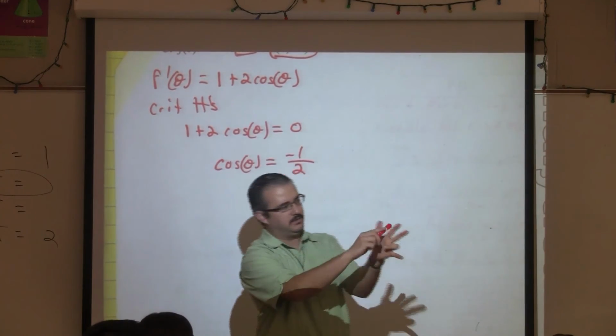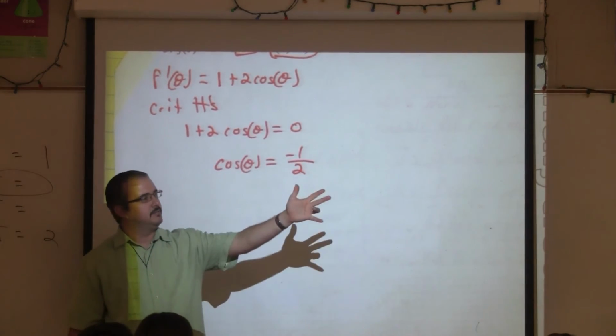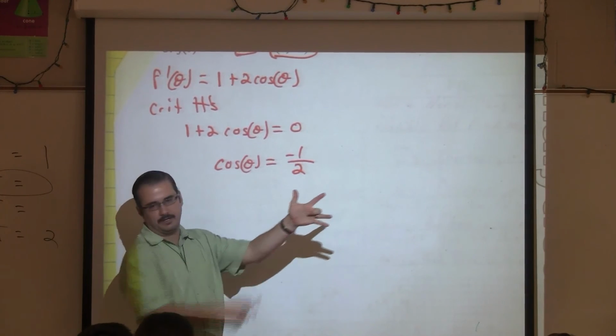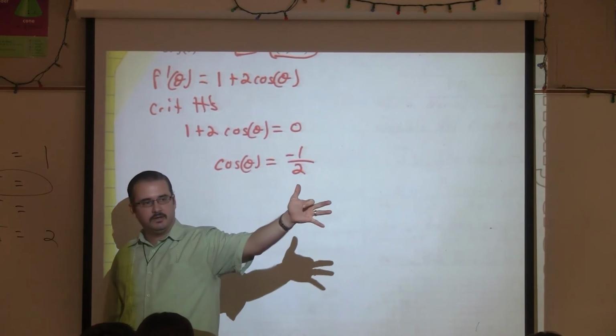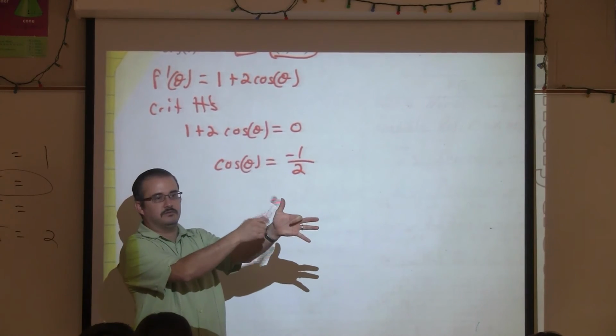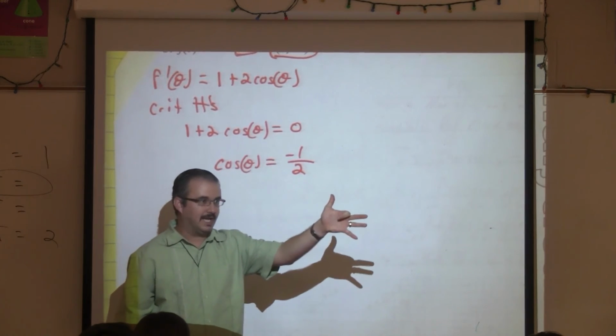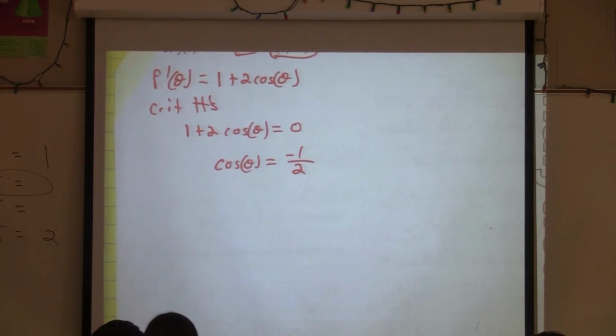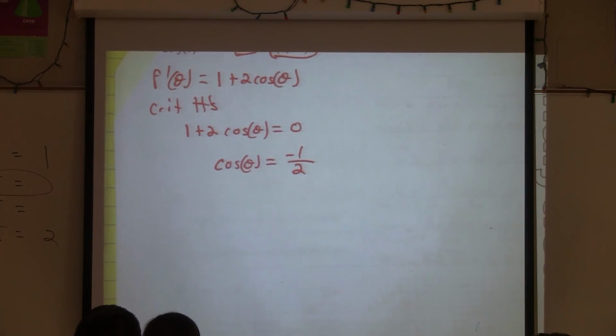Pi over 6? No, that's radical 3 over 2. Pi over 4? Radical 2 over 2. Pi over 3? Radical 1 over 2. So it has to be something with pi over what? 3. But it has to be in this quadrant and in this quadrant. So what's the pi over 3 here? 2 pi over 3. Remember it's 1 what? 1 less, and this one's 1 more. So this would be what? 4 pi over 3. Okay?